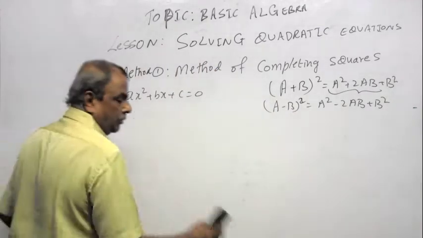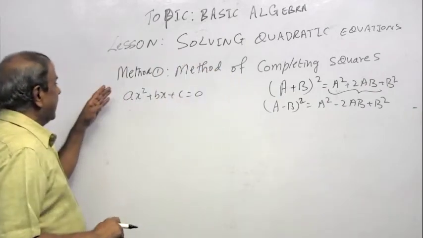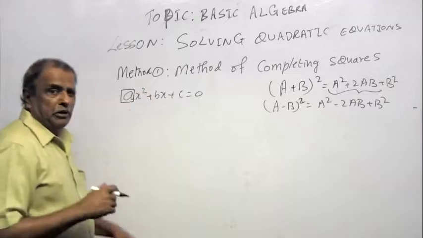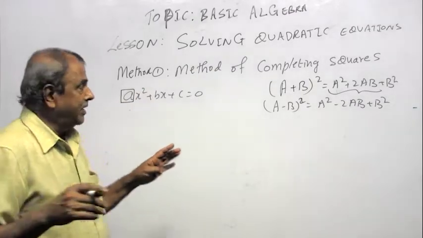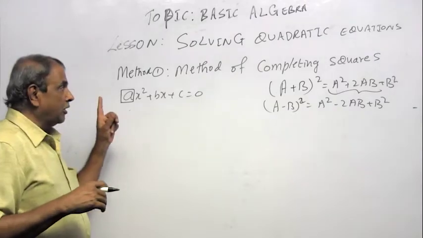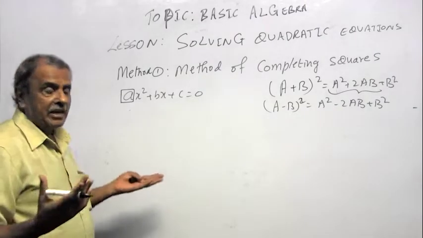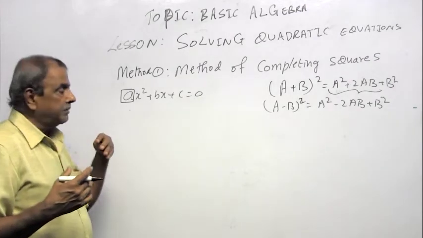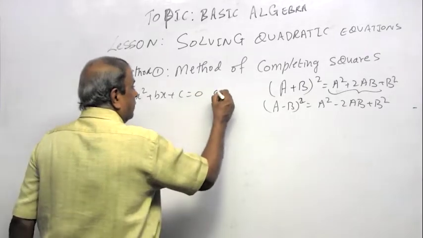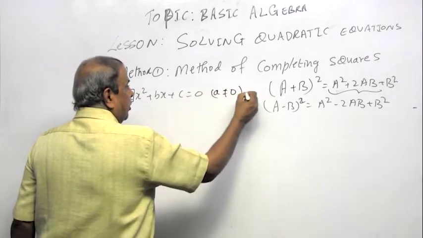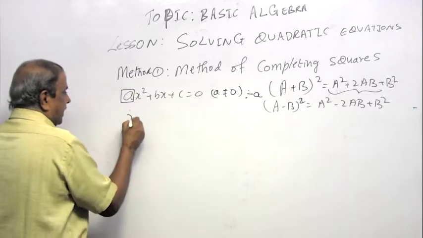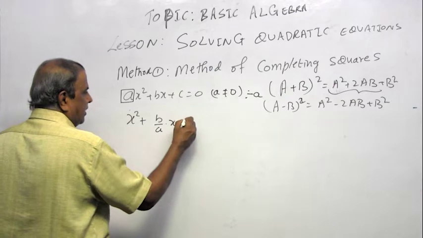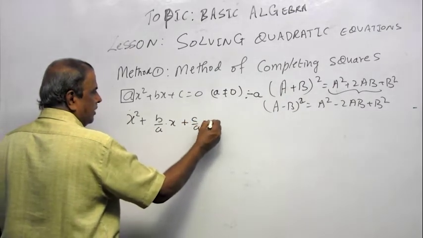So I need to somehow bring in (a plus b) whole squared. I do not know what a is. If it was a squared, I didn't have a problem. It's just a. So therefore, what I do is, sometimes it could be negative a as well. So the safest will be to get rid of the negative sign, or divide throughout by a. Of course, a is not equal to 0. So I'm going to divide by a. I get x squared plus b over a times x plus c over a equals 0.